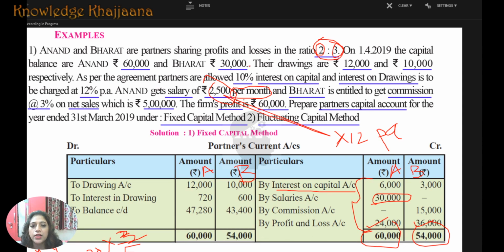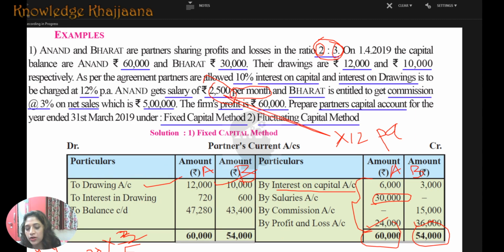Now they have done the drawings. A has made a drawing of rupees 12,000 and B has made a drawing of rupees 10,000. So we have written it on the debit side. What? Debit decreases the amount, right? And the credit side increases, right?